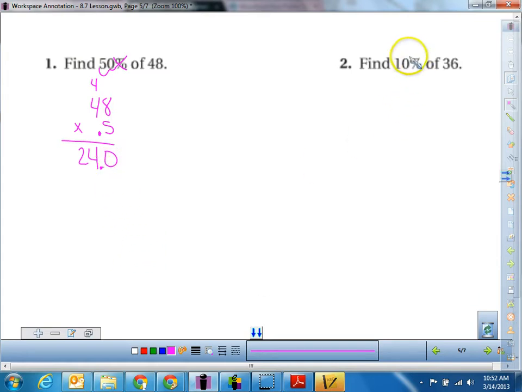Over here, same thing. Let's drop this decimal point, drop the percent sign, move our decimal to the right, and now I'm going to take 36 times 0.1. 0.10 and 0.1 are the same. So 1 times 6 is 6, 1 times 3 is 3. I have one number to the right of my decimal. That means I need to have one number to the right of my decimal down here. 10% of 36 would equal 3.6.